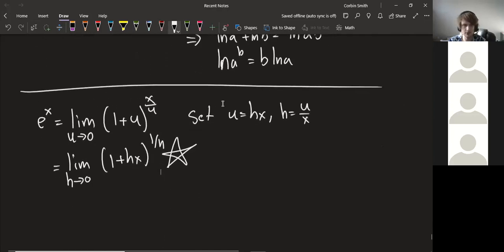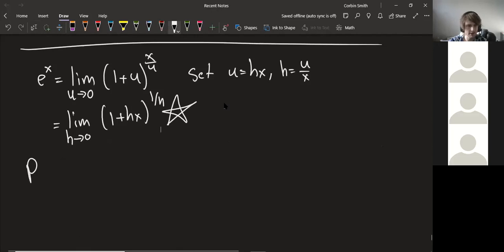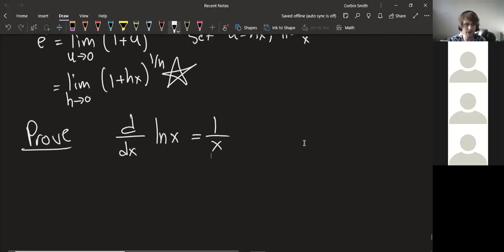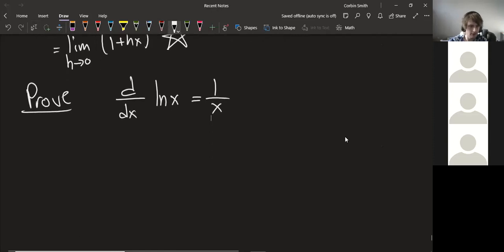That's the next thing we want. So we want to prove this. Well, actually, does anyone know off the top of their head what the derivative is? We're going to prove it, but 1 over x. Correct. Did you guys get a proof of this in your calculus class? We did not. What are they doing? They're wasting your time.